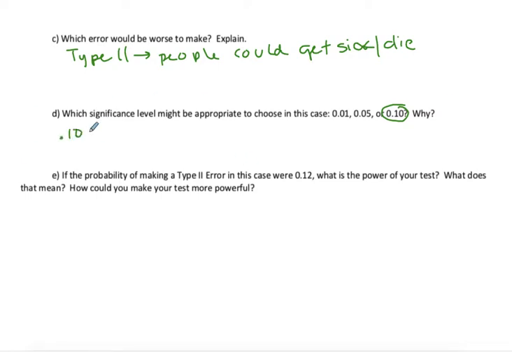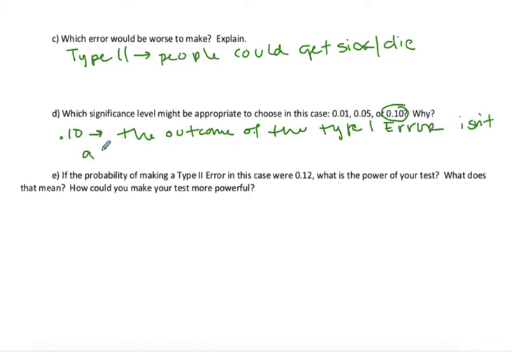So I would choose the 10% one because the outcome of the type 1 error isn't as bad. In fact, I mean, it's our erring on the side of caution there. And so it says on E, if the probability of making a type 2 error, in this case was 0.12, okay, what is the power of your test? What does that mean? How could you then make your test more powerful?